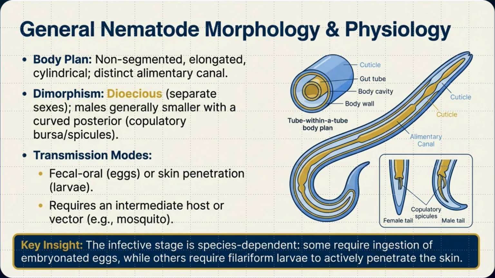Okay, so we have a complete gut, separate sexes, and a cylindrical body. Let's break this down, starting with the intestine, then we'll move to tissue, and finally blood. That is the logical workflow, yeah. All right, let's look at the first slide from the source.